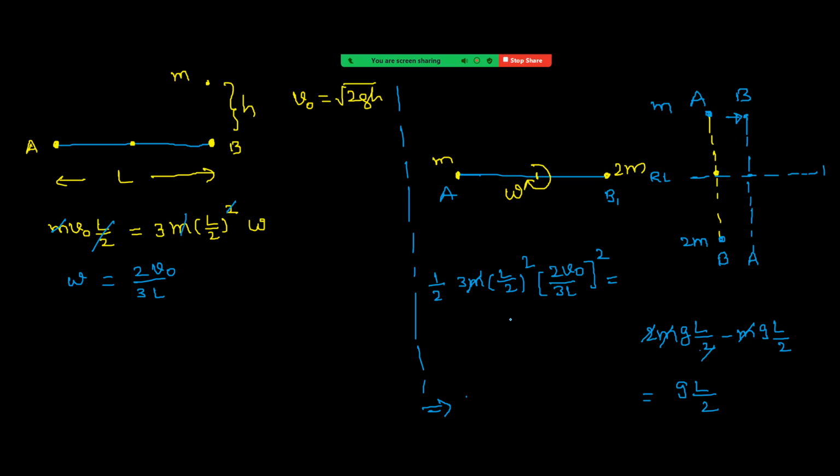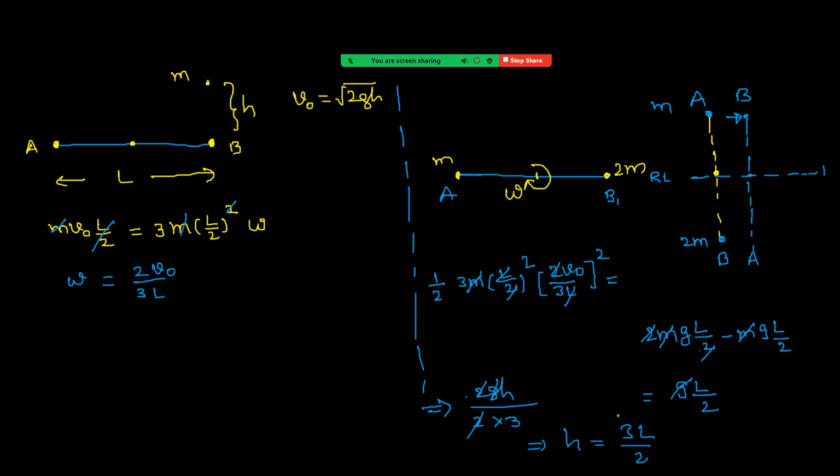Coming to the left side, see what is left here. L square gets cancelled, 2 square gets cancelled. Here 3 square is 9, and there is a 3, so 9 over 3 is 3. Remaining is V naught square, and V naught square means it is 2gh. Remaining is 3 here and 2, so 2 gets cancelled. That is equal to gL by 2. g and g get cancelled. So h equals 3L by 2. Cross check, 3L by 2. That is our final answer.